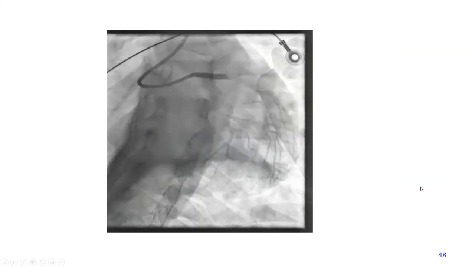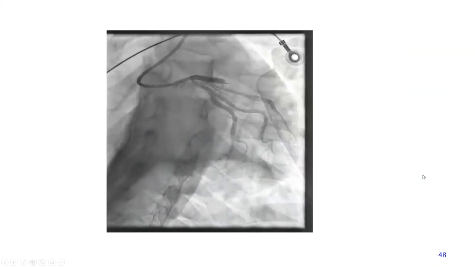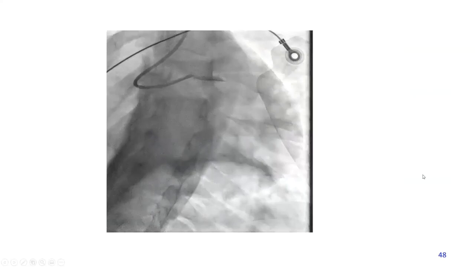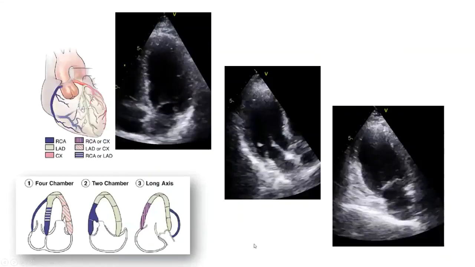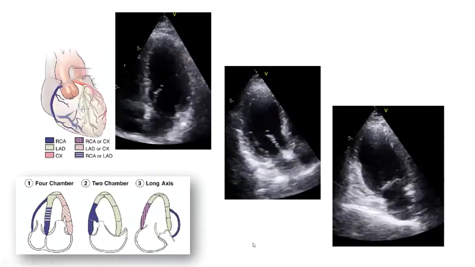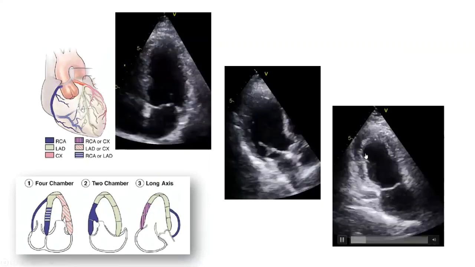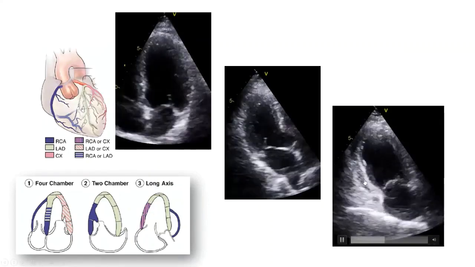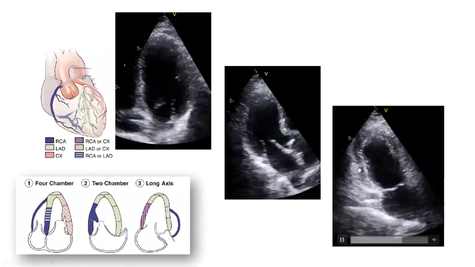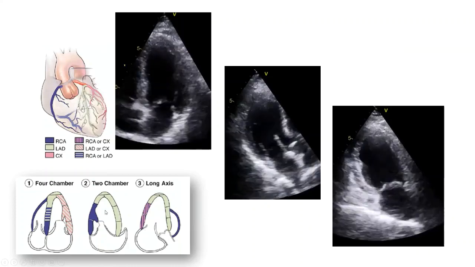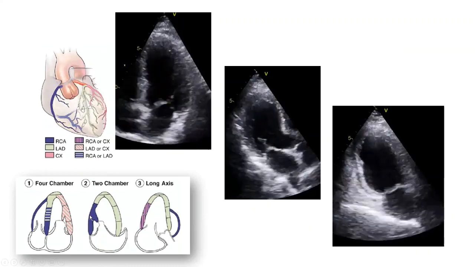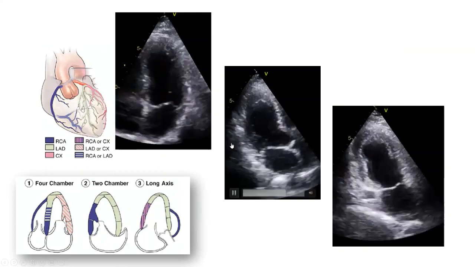And this is the angiogram that shows a flush occlusion of the left anterior descending artery before it was reperfused. How about this one? Again, what I'm pointing out here is that the inferior wall is not contracting. And from this diagram, this is right coronary artery territory.